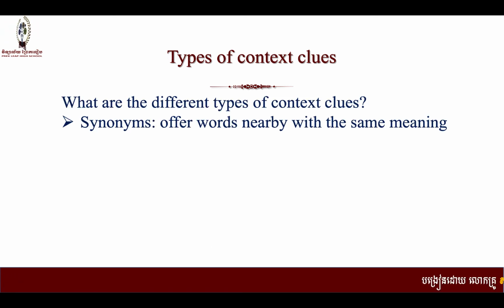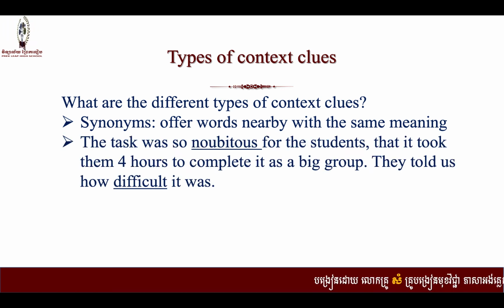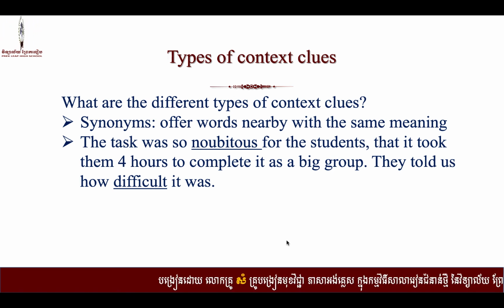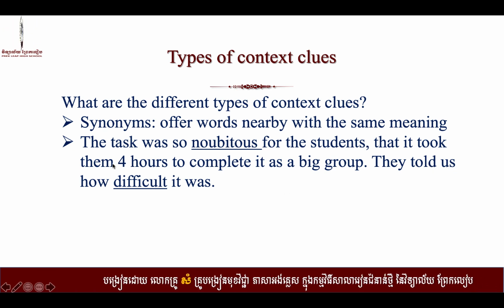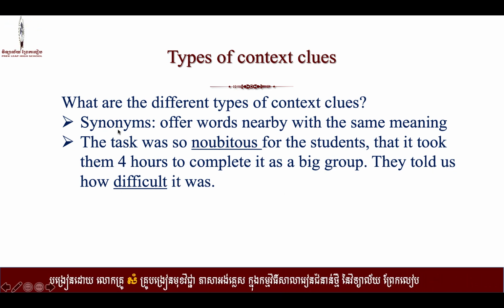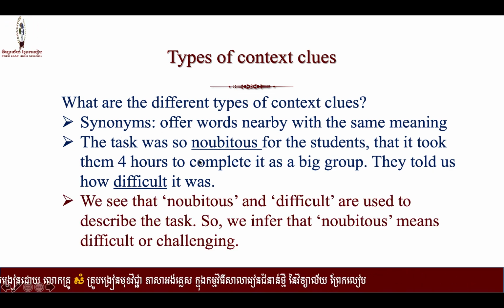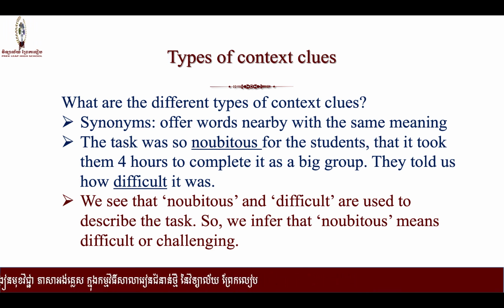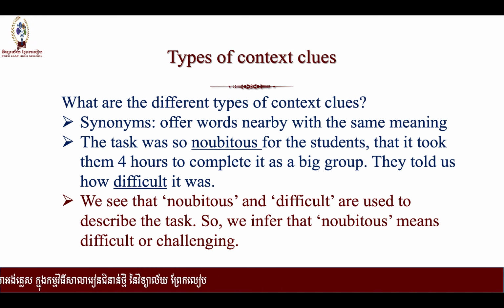Another type of context clue is synonyms, when we see words nearby that have the same meaning. Here we say, the task was so nubitous for the students that it took them 4 hours to complete it. They told us how difficult it was. Here we see the students say that the task was difficult, and it's described as nubitous. Since nubitous and difficult are both used to describe the task, we can infer that nubitous means difficult or challenging.